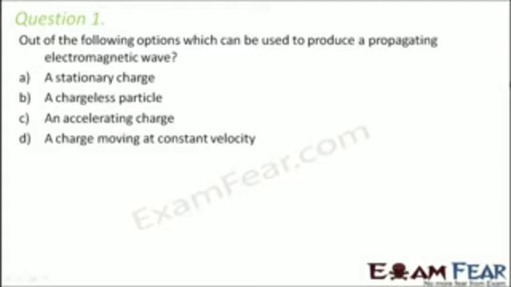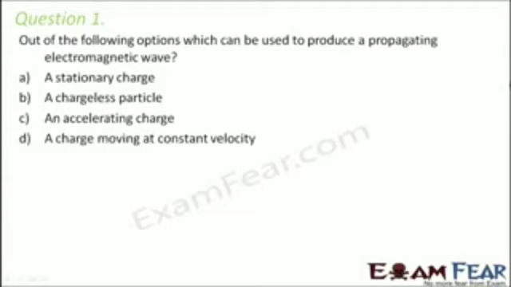So, an electromagnetic wave must have an electric field. It must have a magnetic field such that the electric field and the magnetic field are perpendicular to each other and also perpendicular to the propagation of wave. So that's the requirement. Now let's look at the options.